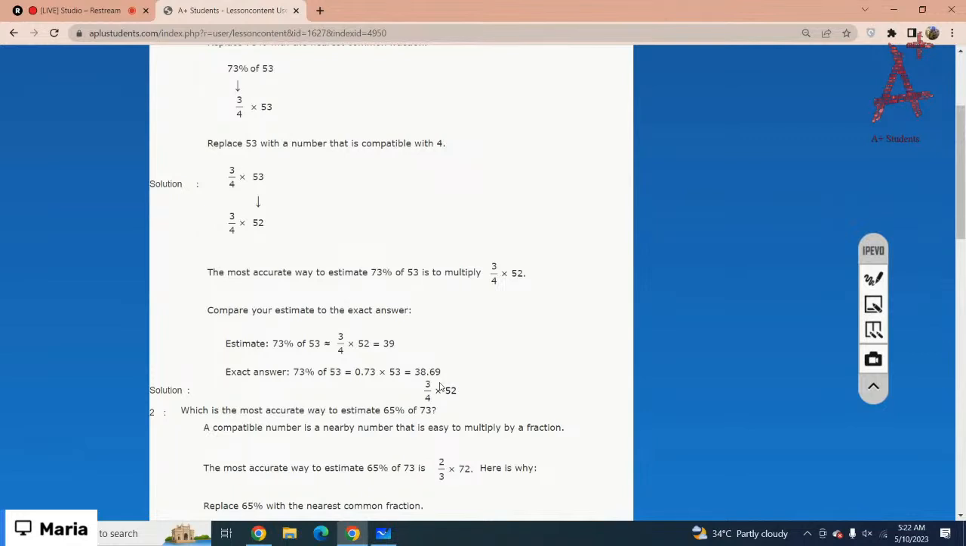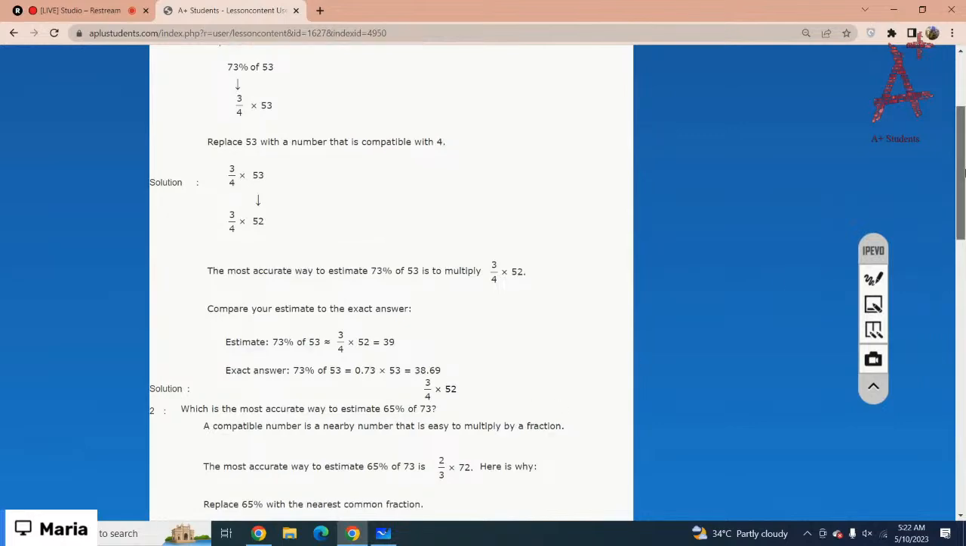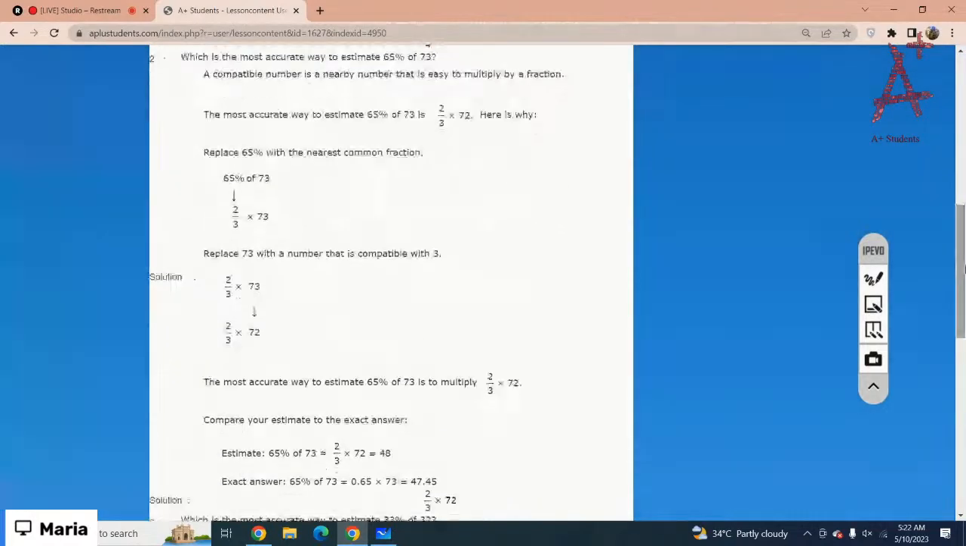So what you have to do is replace the percentage with the fractional form, and then calculate the estimated answer. Got it? For the next one, you have to calculate the most accurate way to estimate 65%. So 65%, you can replace by 2/3. Got it? You need to calculate 2/3 of 72. So when you calculate 2/3 of 72, it would be 48. Got it?